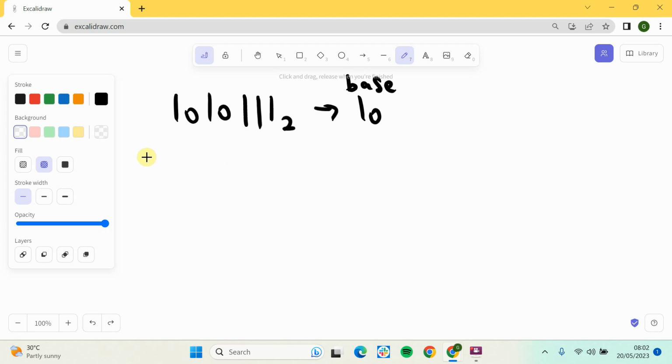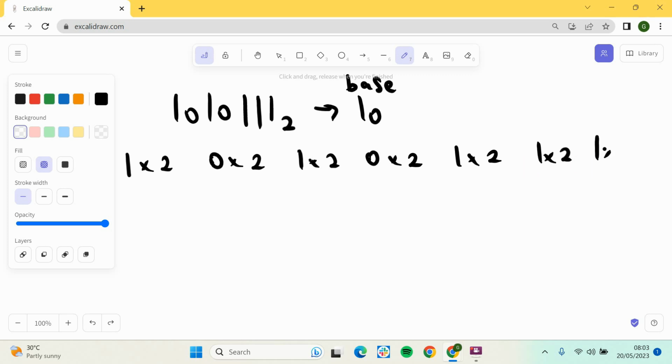So the first step is to multiply each of the values here with 2, the base, which is 2 in this case. So that will be 1 times 2, 0 times 2, 1 times 2, 0 times 2, 1 times 2, 1 times 2, 1 times 2. Join all of them with a plus.